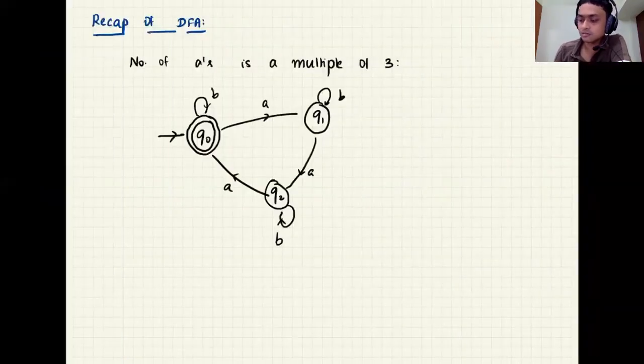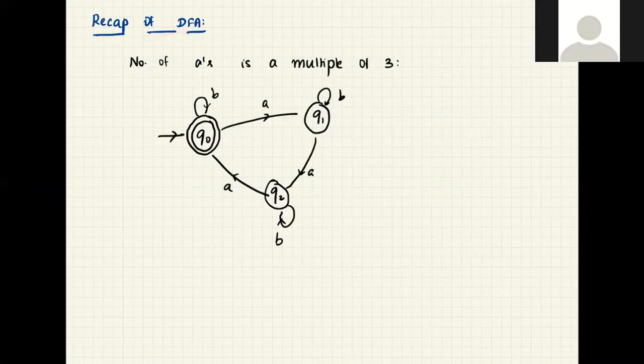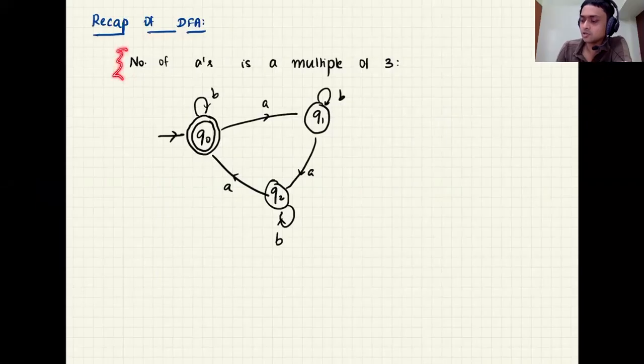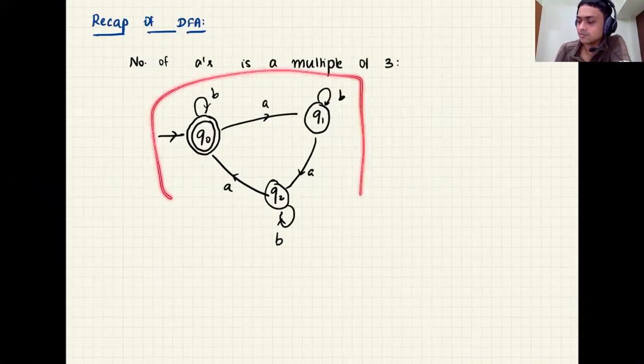Let's first finish off some of the examples that we had last time. So here are the answers. We wanted the DFA for the language consisting of all words over a, b, where the number of a's is a multiple of 3. So here is the DFA for it.